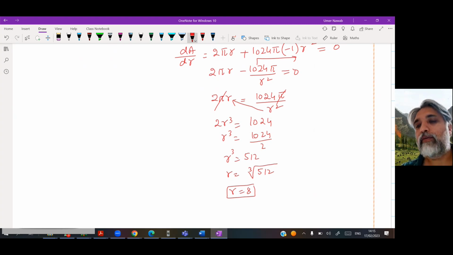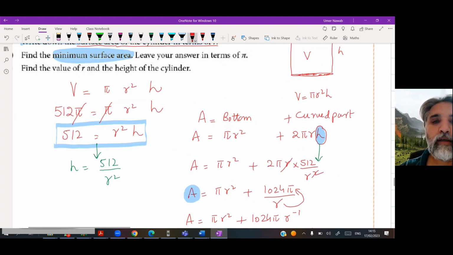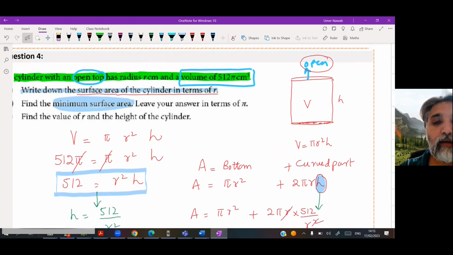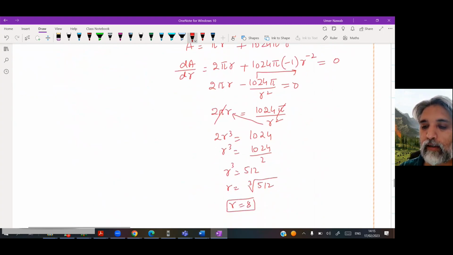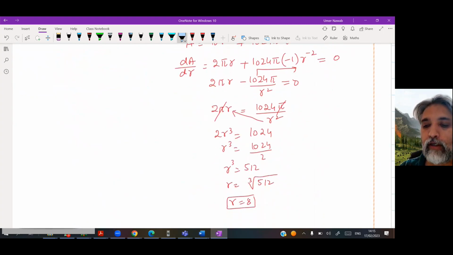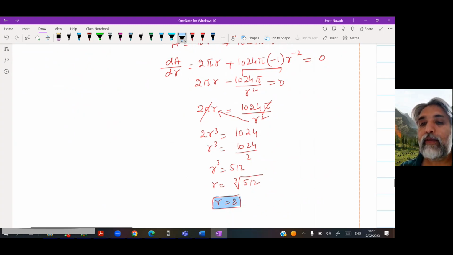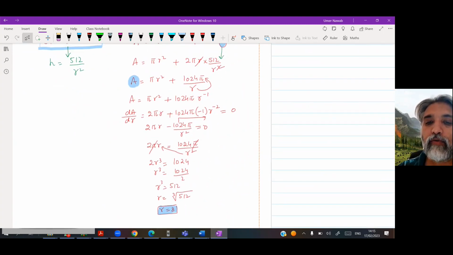Now I found the radius. Did he ask us? Find the minimum surface area in terms of pi. He didn't say find r. Now this r should be substituted into the area formula to get our minimum area. So where is the area formula? This is the area formula. So substitute it into this.